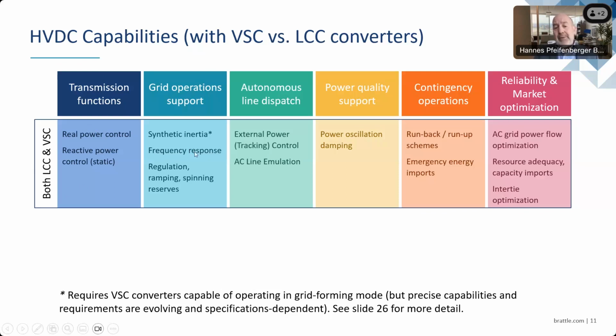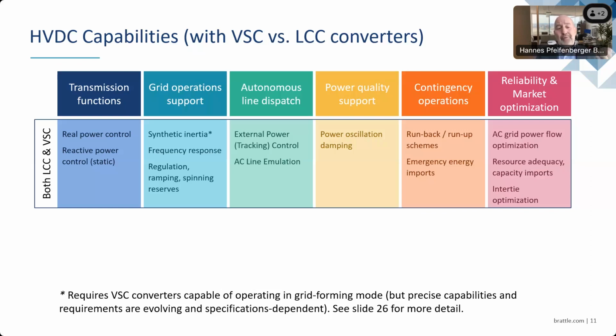They can regulate frequency between systems, and are very good at ramping and providing reserves if there are reserve sharing agreements. They can be programmed to react like an AC line with AC line emulation, or track external resources for power control. They can dampen power oscillations. They can be a great tool to address contingency situations. And then, of course, for reliability operations, such as intertie optimizations and so on.